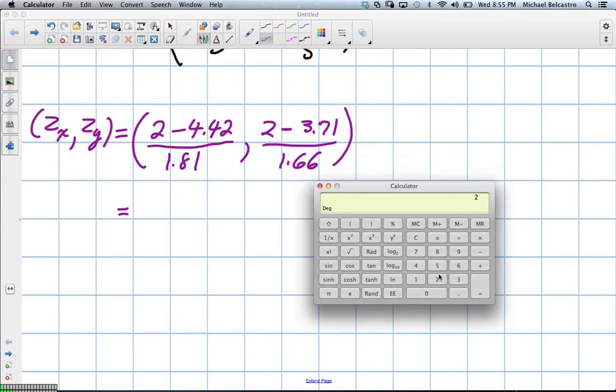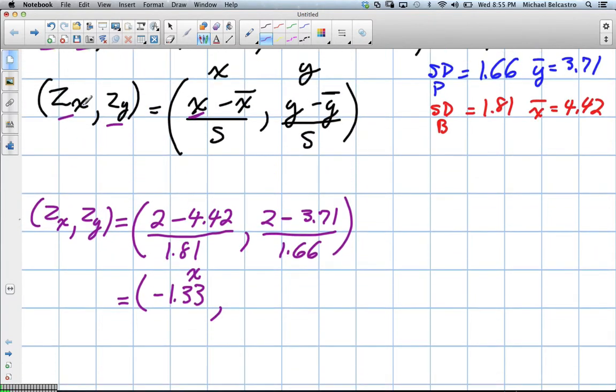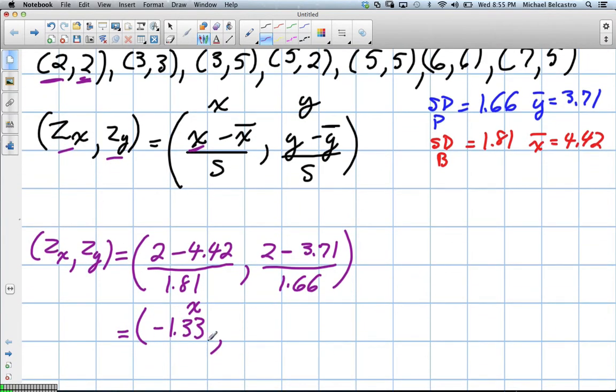So the first one, 2 subtract 4.42 is equal to that value divided by 1.81, negative 1.33 we'll say. Okay, so the first one is negative 1.33. That's the new x coordinate when we standardize. Okay, and remember the original coordinate was where? It was positive 2. We're now at negative 1.33. This is below the mean, hence why we have a negative z-score.